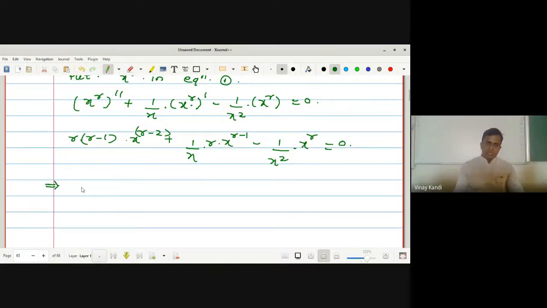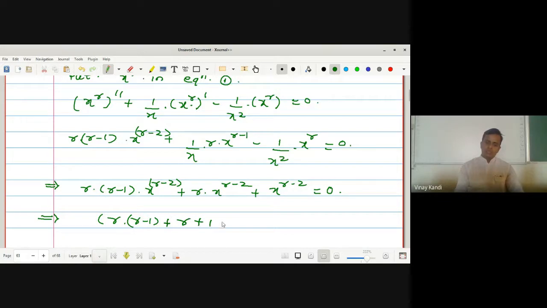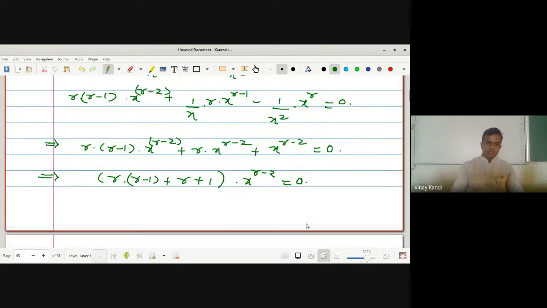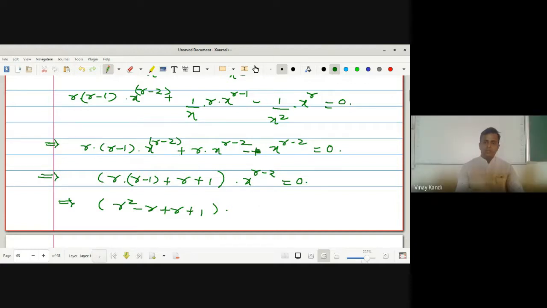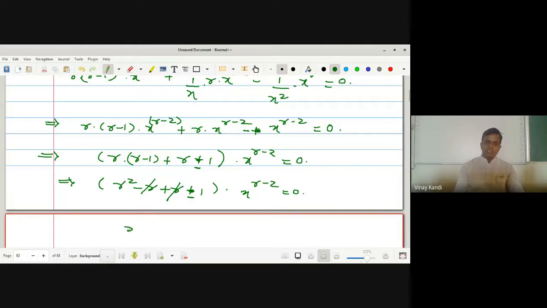Implies r into r minus 1 into x raised to r minus 2 plus r into x raised to r minus 2 minus x raised to r minus 2, which is equal to 0, which implies r into r minus 1 plus r minus 1, into x raised to r minus 2, which is equal to 0. Minus, okay, so this minus r, this plus r get cancelled. So here we get r square minus 1 into x raised to r minus 2, which is equal to 0.